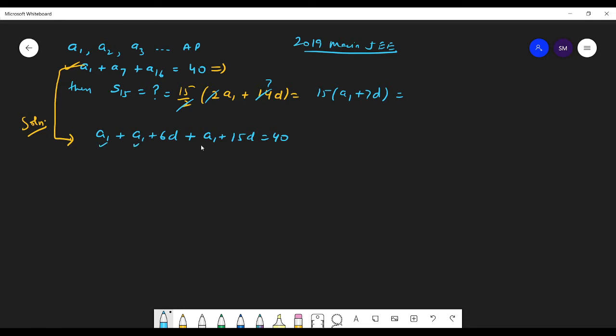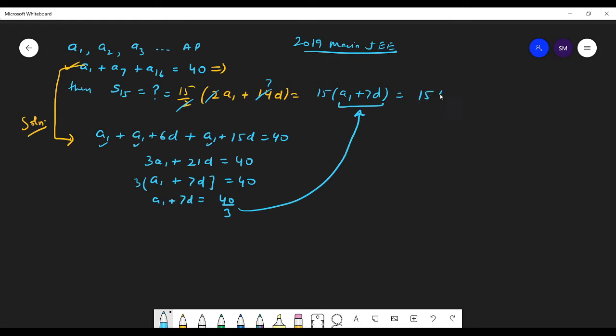Now how many A1s are there? 3A1 plus 6D plus 15D, 21D, is equal to 40. So now see here you have 3 times (A1 plus 7D). You can clearly see that 3 is common, right? And now A1 plus 7D is equal to 40 by 3. So put this value here. So 15 into 40 by 3, you get 200.